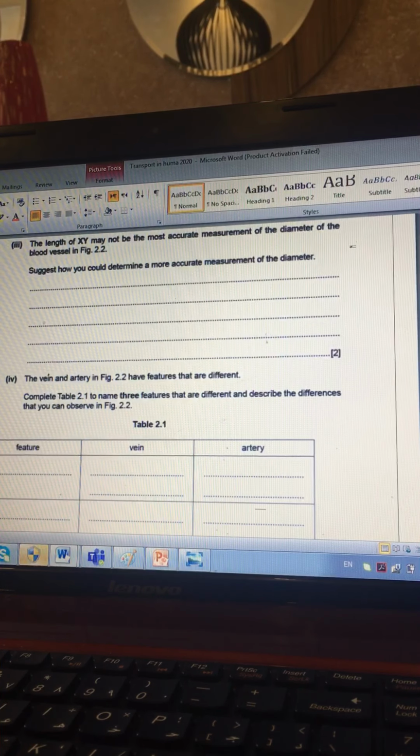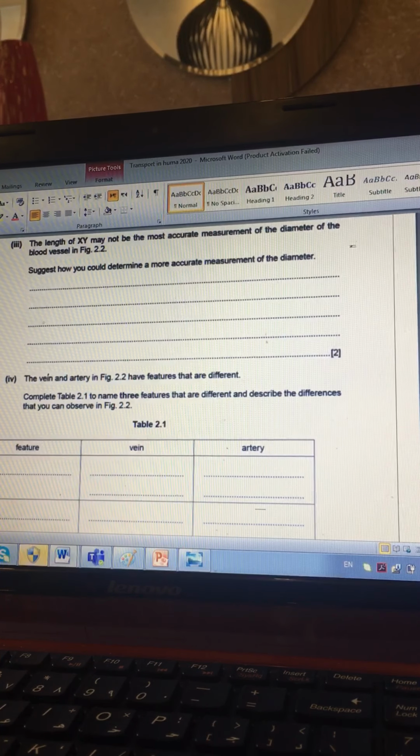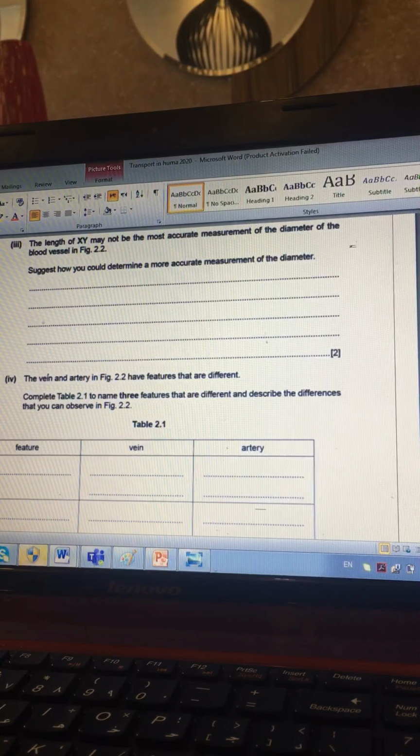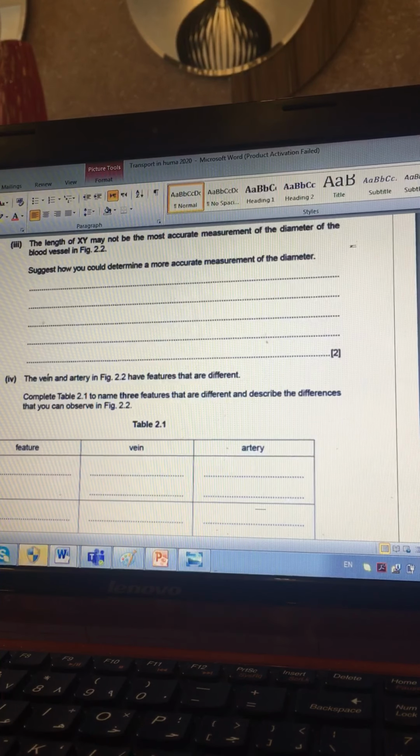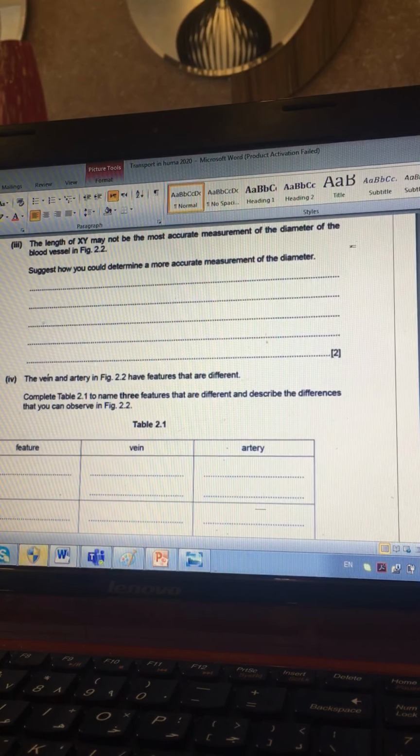The length of XY may not be the most accurate measurement of the diameter of the blood vessel in figure 2.2. Suggest how you could determine a more accurate measurement of the diameter. We can have more than one reading across different positions. We take different diameters, not only this one that was shown by the figure. I can take more than one diameter across different positions and calculate the average. The average, what is meant by the average? How can we find the average or the mean?